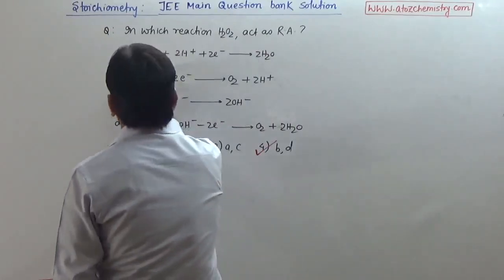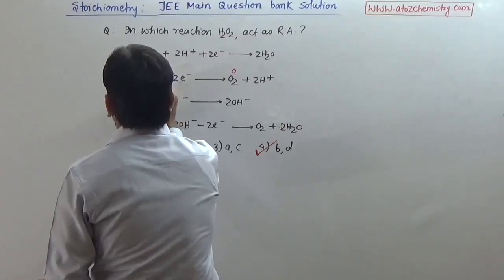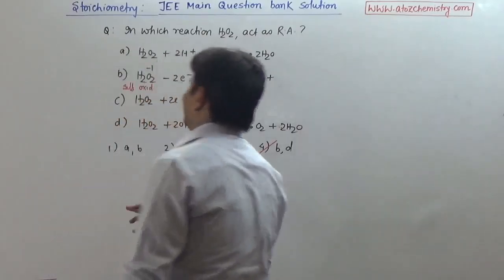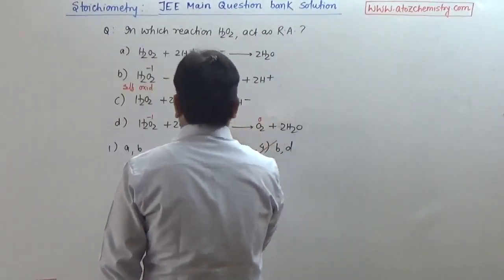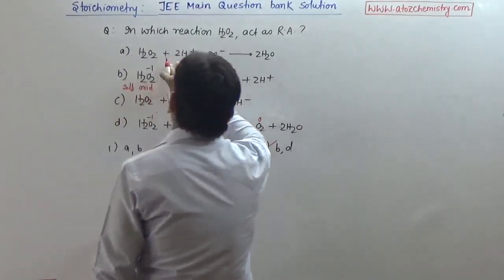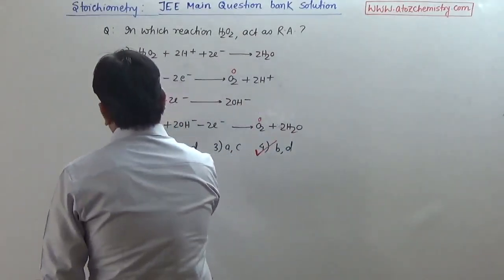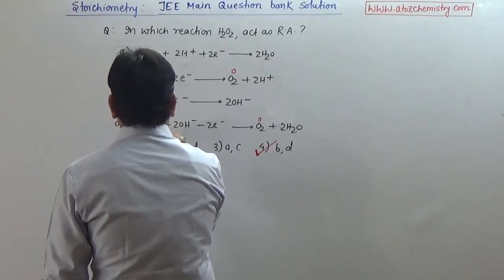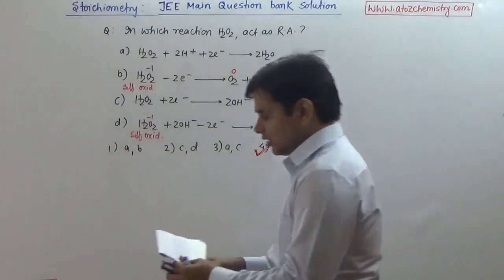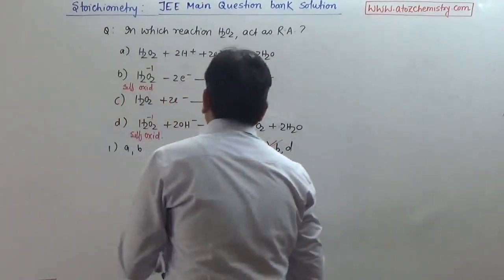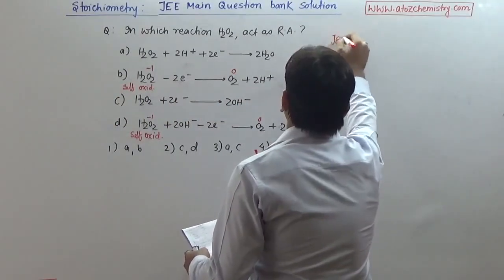In both cases, you are seeing that oxygen goes from minus 1 to 0. Self-oxidation means it is acting as a reducing agent. Self-oxidation means it is losing electrons. If you move the electron to this side, it is losing electrons and getting oxidized, and hence it is acting as a reducing agent. Answer will be B and D. This is the 21st question, also asked in JEE Main 2014.